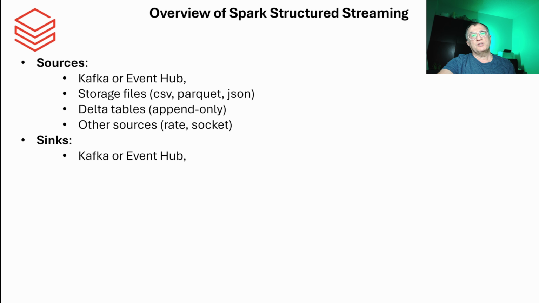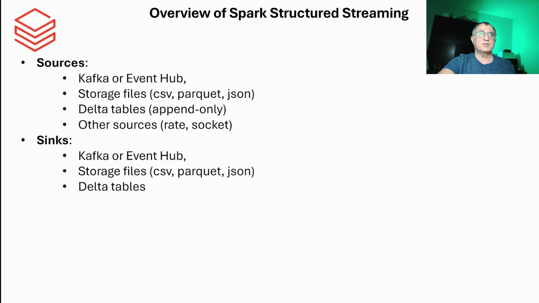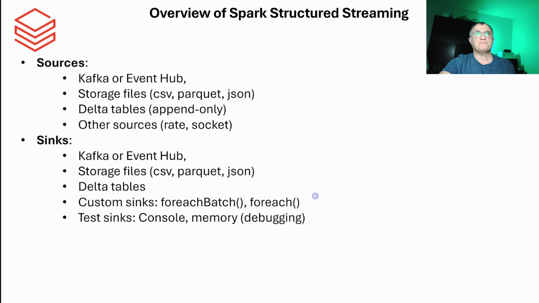In terms of sinks or destinations, you can write your streaming into Kafka, Event Hub. You can also write into storage files, Delta tables. There are some custom things like foreachBatch and foreach. So these constructs allow you to overcome some of the Spark streaming's limitations. For example, you cannot write into database directly by using standard streaming methods.